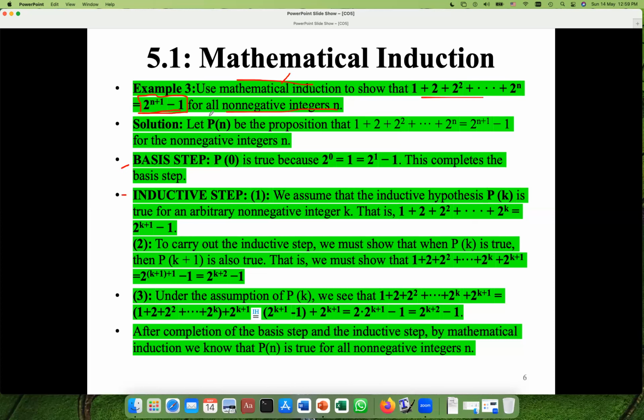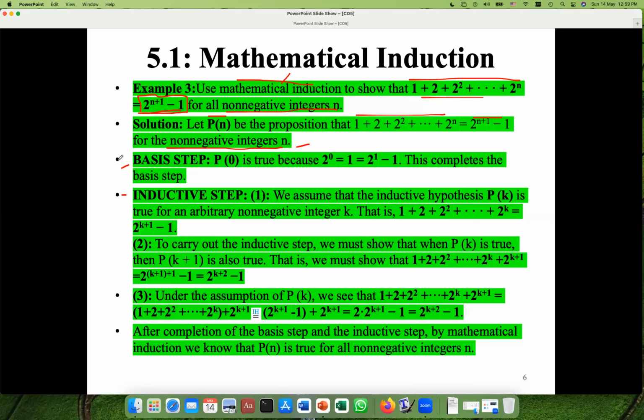So now, what is the proposition? Let P(n) be the proposition that this left-hand side is equal to the right-hand side for the non-negative integers n. This is the easy way to say the proposition without understanding what is going on here. If you don't have that understanding, this is the second way to say it: let P(n) be the proposition that 1 plus 2 plus and so on up to 2 raised to the power n is equal to 2 raised to the power n plus 1 minus 1, for all non-negative integers n. So this is our first proposition.